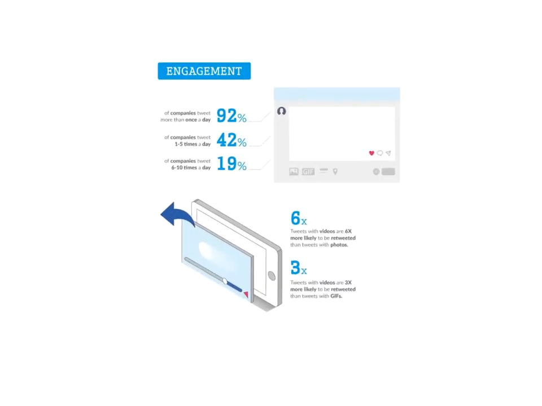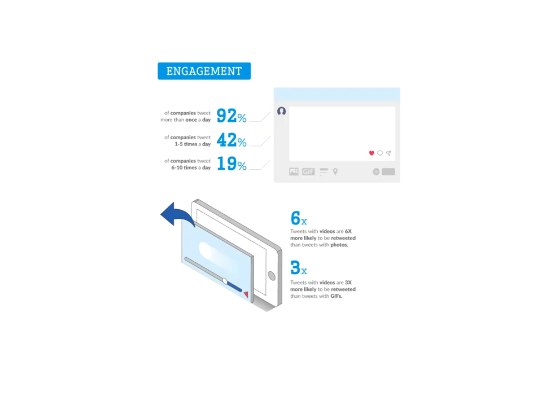Jumping in here. Engagement. Now, this is important here. 92% of companies tweet more than once a day. 42% tweet between 1 and 5 times. 19% between 6 and 10 times. If you're tweeting 100 times a day, you have to be tweeting gold. It's as simple as that. You can't be tweeting rubbish, because people will unfollow you as quickly as you do like here.